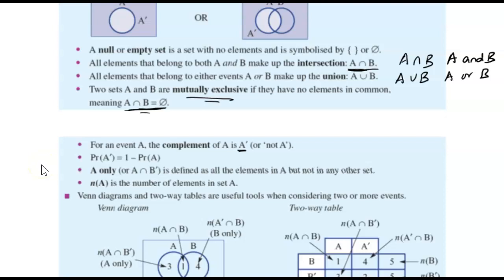Right, the next bit that's really good to know is the event and its complementary. They both add up to 1, which is where this relationship comes into play. They're saying if you want to find the probability of a complementary event, all you have to do is subtract the probability of the event from 1. Alright, now let's look at some Venn diagrams and two-way tables.